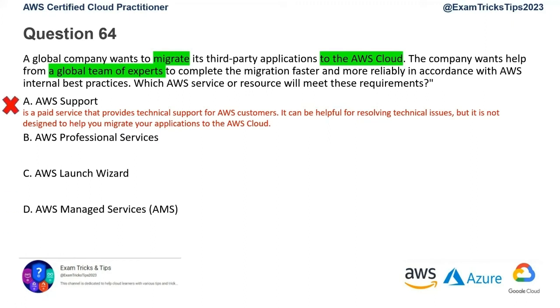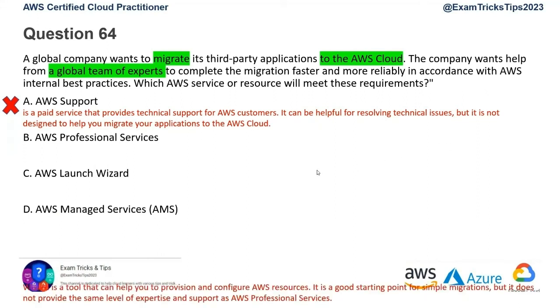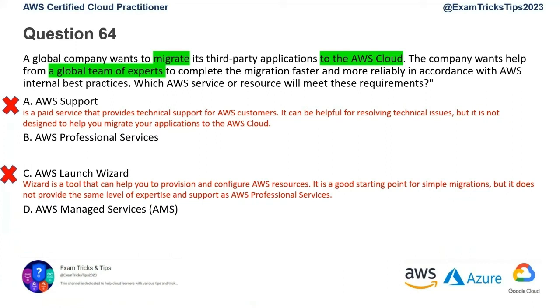So that's out. Let's look at option C, AWS Launch Wizard. Now, this is a tool that you have from AWS that can help you with provisioning and configuring of AWS resources. It is a good starting point if you are doing a very simple migration. You do not have too many resources or servers or application or databases to move. It's a good starting point for simple migrations, but it's not the answer for a major migration, which is what is being described in this particular problem. So option C is ruled out, incorrect answer.